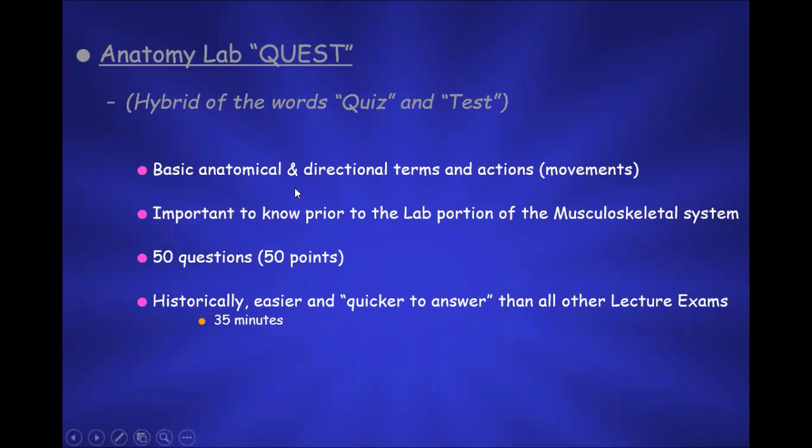So that's what this is. It's one of the easier tests to do, and they're pretty straightforward kind of questions. You could answer these things. Usually most students get this done in 20 to 25 minutes, even though it's 50 questions. But I need you to know this stuff cold before we get into the bones and muscles of lab, because we're going to build on that stuff, okay? So historically, these are easier and quicker to answer, even though there's 50 questions. You either know it or you don't. Most people are done in 20 to 25 minutes, but I'll give you 35 minutes to do this, okay?